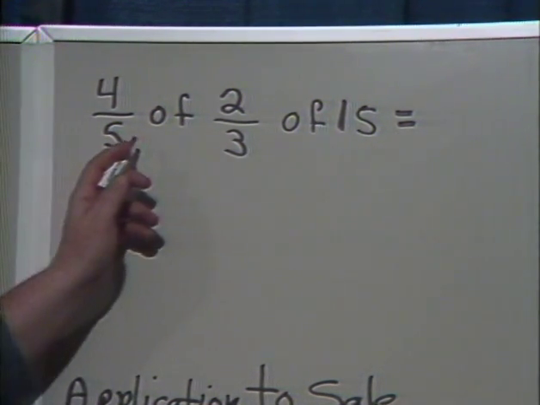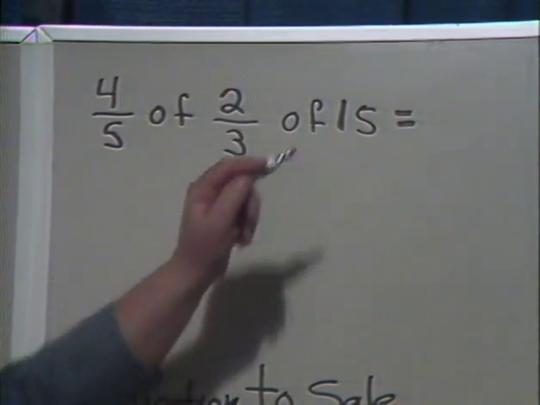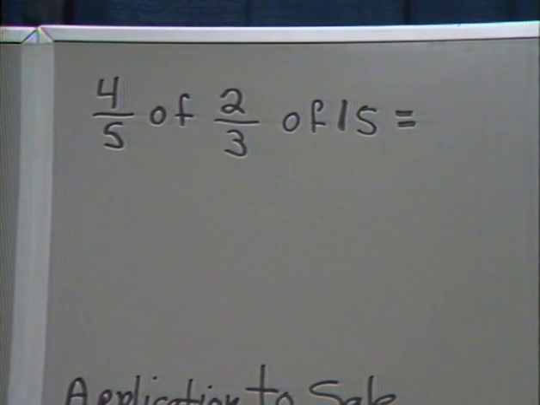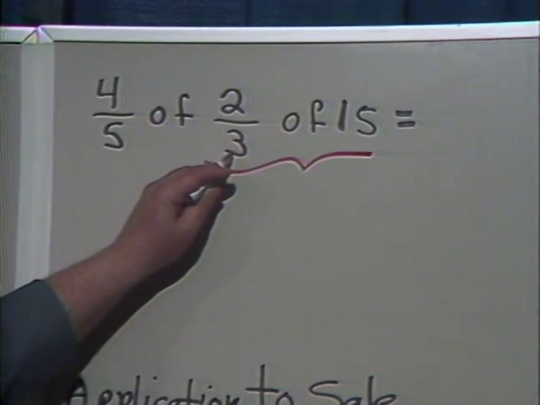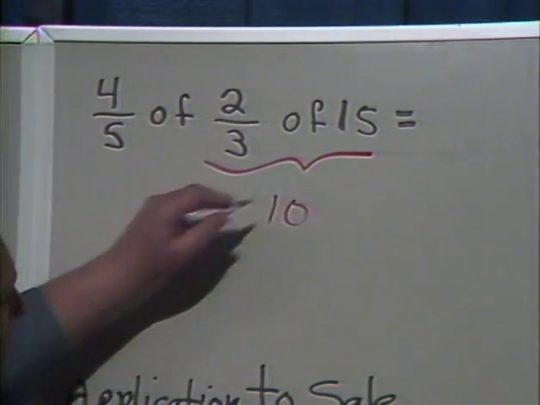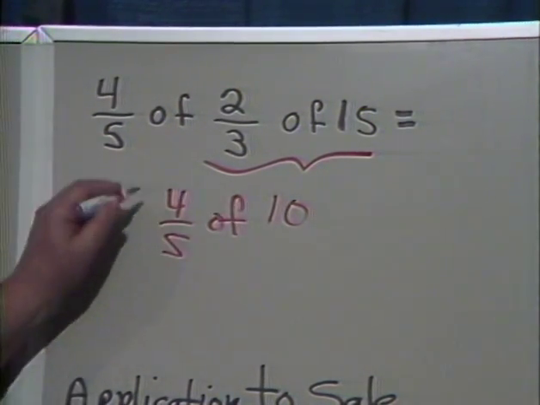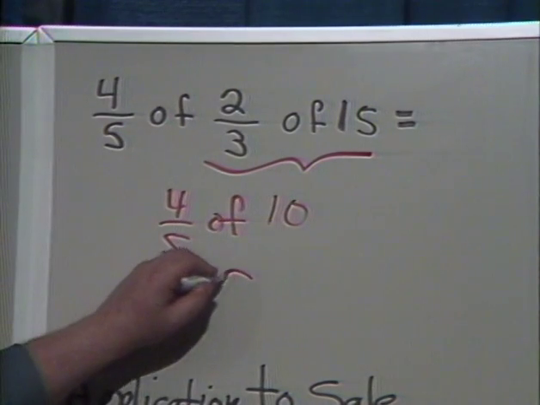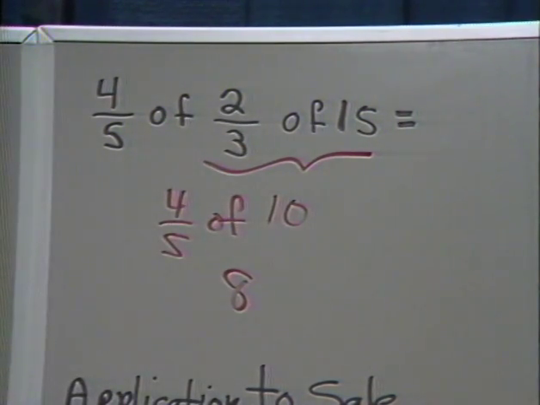Let's look at 4/5 of 2/3 of 15. You see what I'm doing? First, I'm taking the 2/3 of 15. Then I'm going to take 4/5 of what's left. So 15 divided by 3 is 5. 5 times 2 is 10. Now I'm going to take 4/5 of 10. 10 divided by 5 is 2. 2 times 4 is 8. I'm still taking 8 out of the 15. Either way, I'm still paying 8 out of every $15.